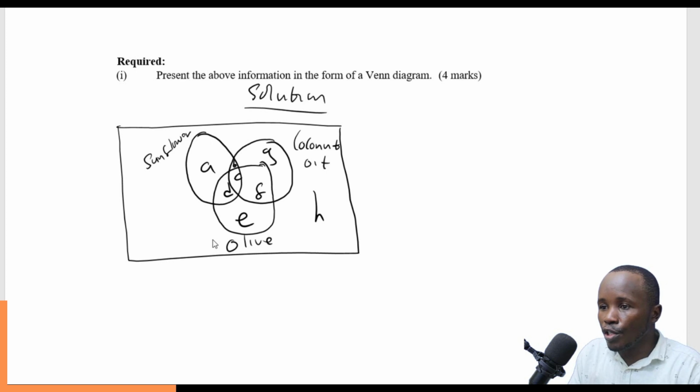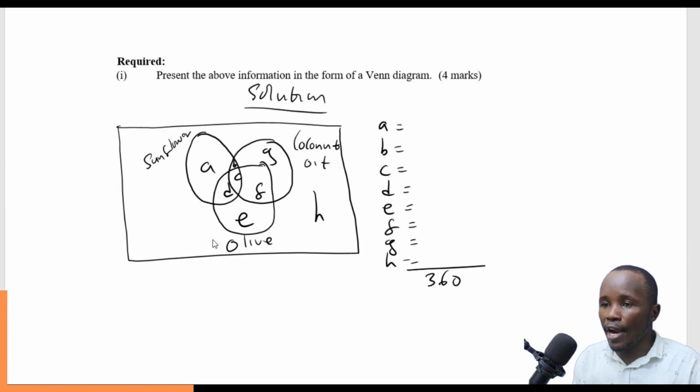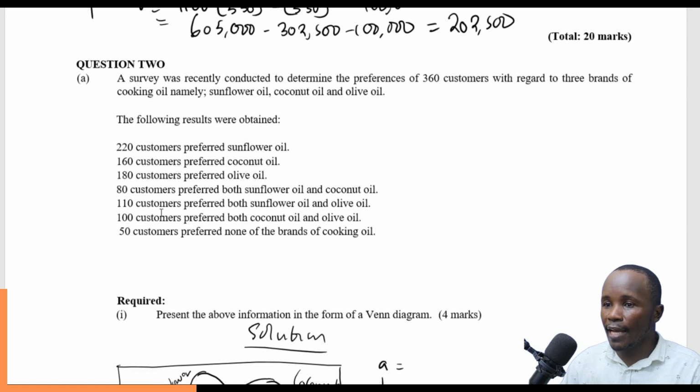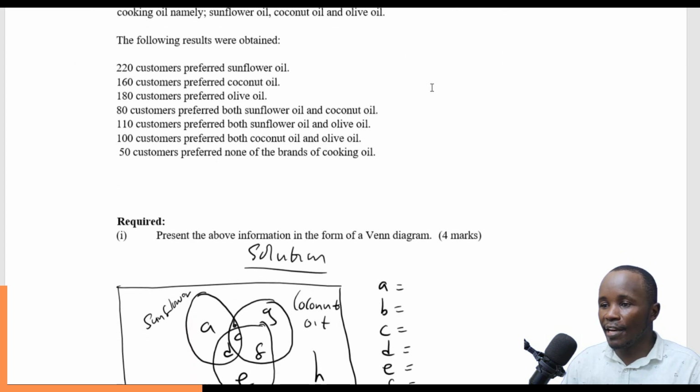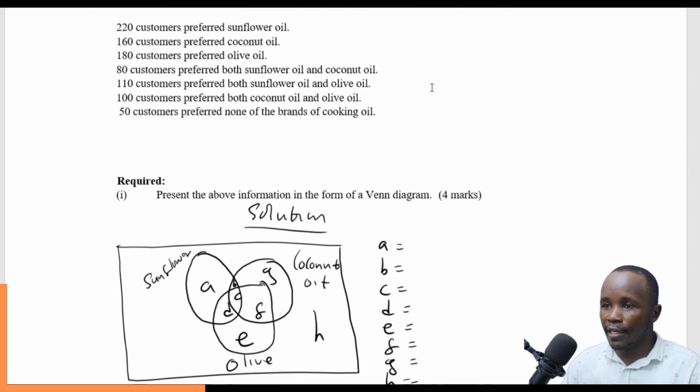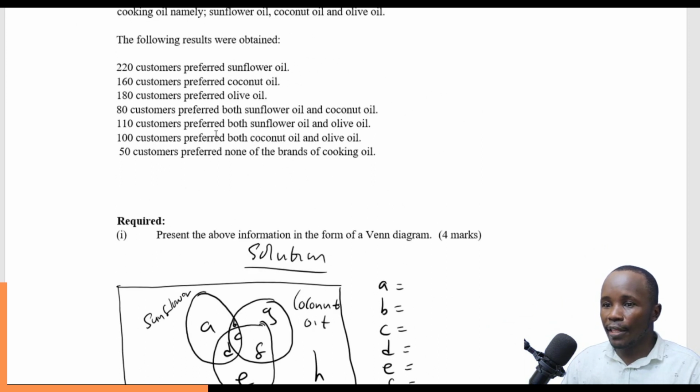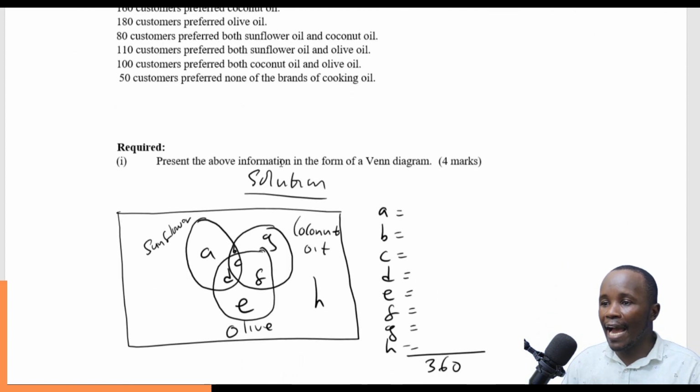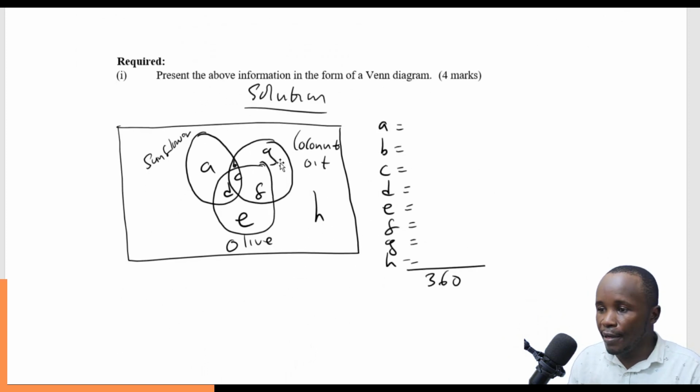At the end of this question, you need to know what is A, B, C, D, E, F, G, and H, and then all of them need to add up to 360. Why? Because you have been told the preference of 360 customers. That means all should add up to 360. But I can easily get H because you are told that 50 customers preferred none of the brands. So 50 belongs to that category, which is none of the brand.